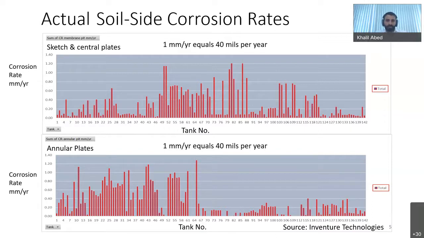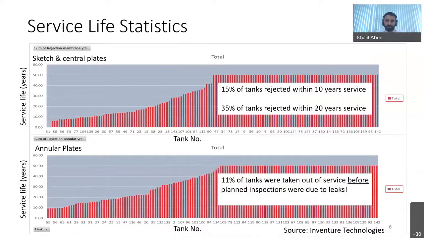Both graphs show that basically the corrosion rate in the central and the annular plates are as high as 1.2 millimeters per year, which means tanks that are corroding at this rate will leak in less than 6 years from commissioning date. Now, the soil side corrosion directly impacts the service life of the tank.